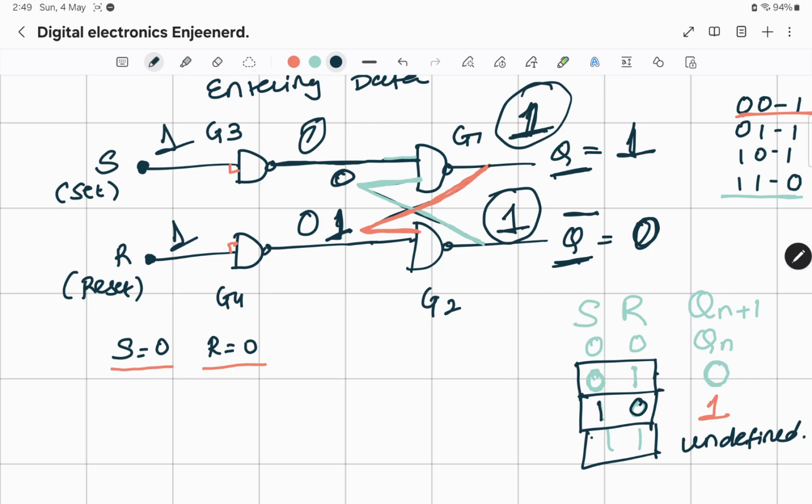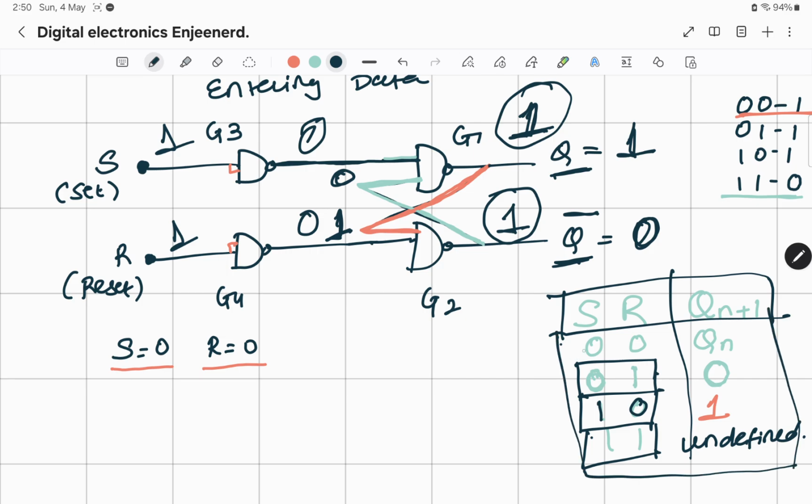So I hope the truth table of the SR flip-flop is clear. This is an SR flip-flop. For 0, 0, you have whatever is the previous state, Qn. It will not change. For 0, 1, since we are giving reset as 1, it will reset to 0. When we are giving set as 1, it will set to 1. And for 1, 1, the state is undefined. I hope the truth table is clear and all 4 conditions are clear.